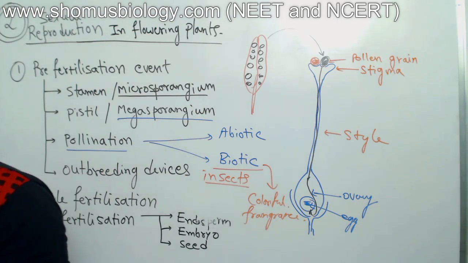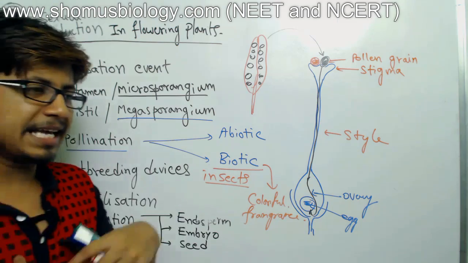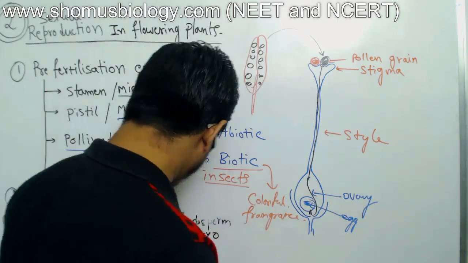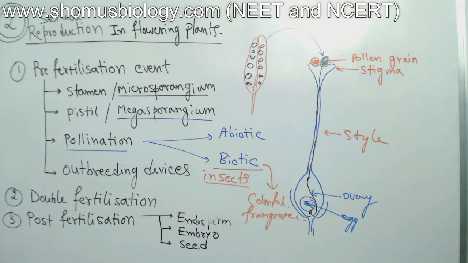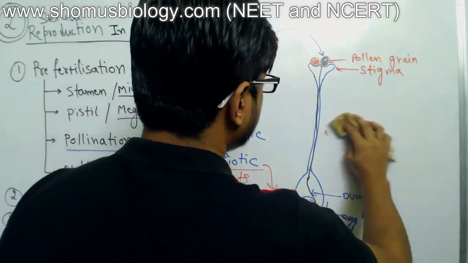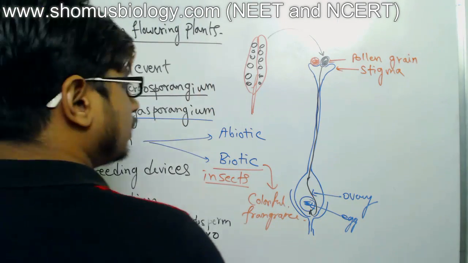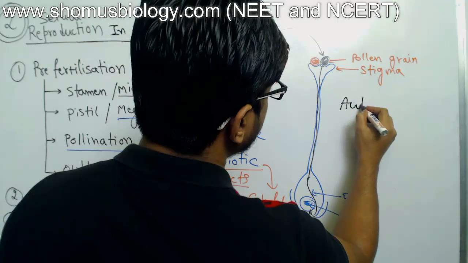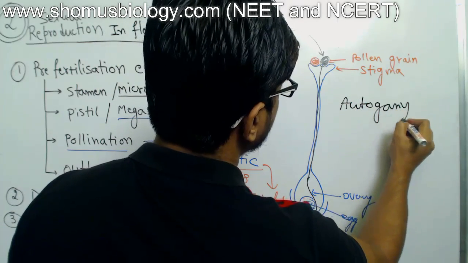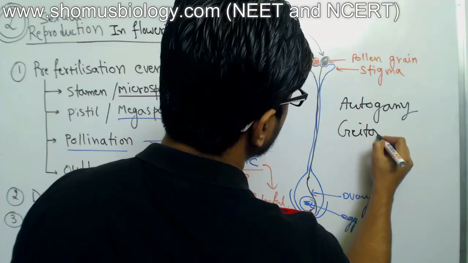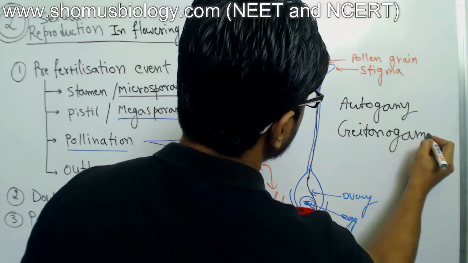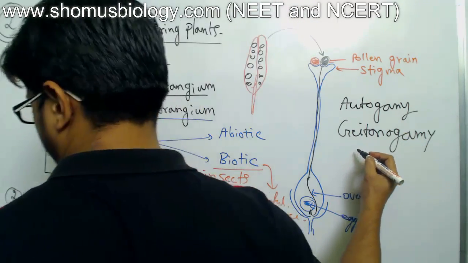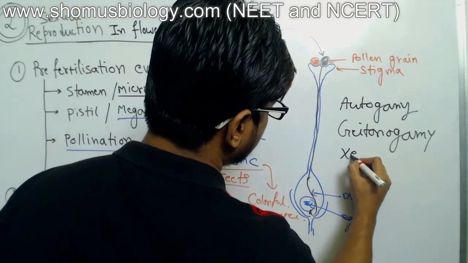This is one example. The second type is geitonogamy. Geitonogamy, let me write it down. Let me write it here. The first one, autogamy, geitonogamy, and another one, the last one, xenogamy.